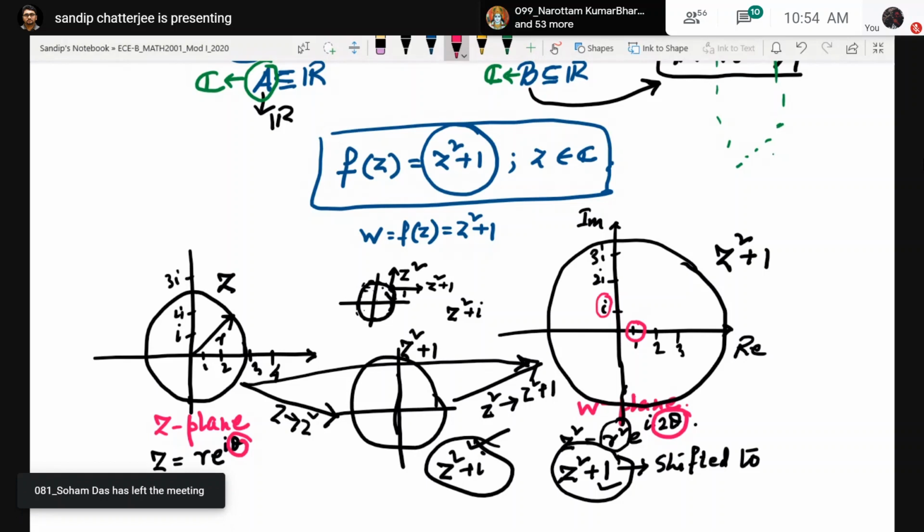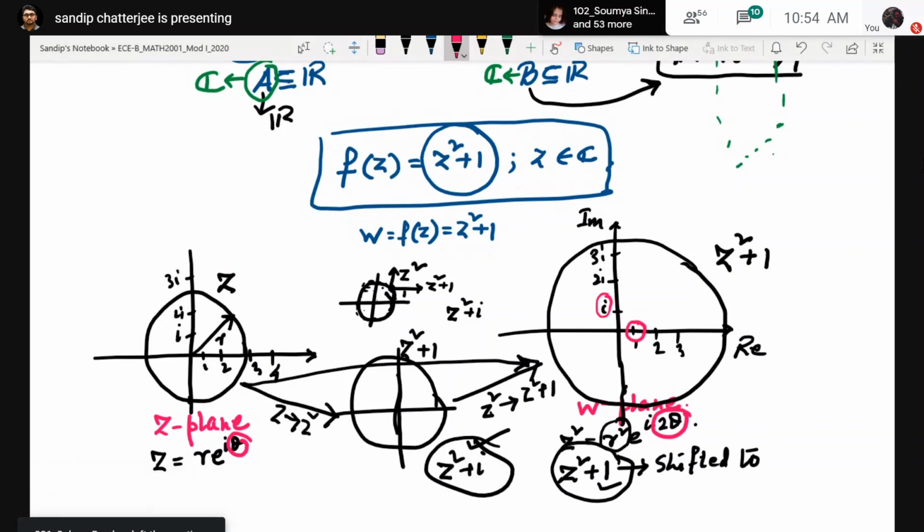Am I clear or not? Due to this shifting, your argument is not changing. You are only slightly shifting the circle. So the argument of every point remains the same. You are not rotating the circle. To rotate, you have to multiply by an exponential. But here we are not rotating. Keep in mind, we are just shifting. When you add a constant, you get a shift.